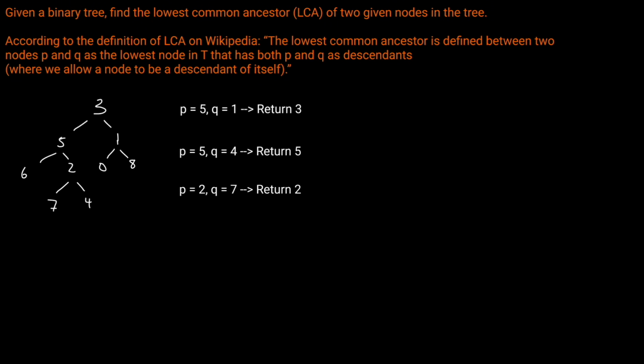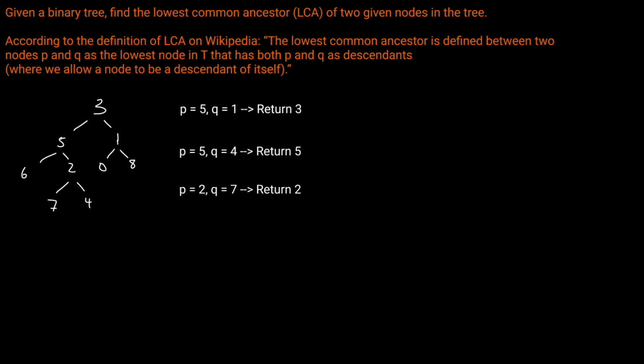Today we're going to be solving Leetcode problem 236, lowest common ancestor of a binary tree. Let's read the question. Given a binary tree, find the lowest common ancestor, LCA, of two nodes in the tree. According to the definition of an LCA on Wikipedia, the lowest common ancestor is defined between two nodes P and Q as the lowest node in T that has both P and Q as descendants, where we allow a node to be a descendant of itself.